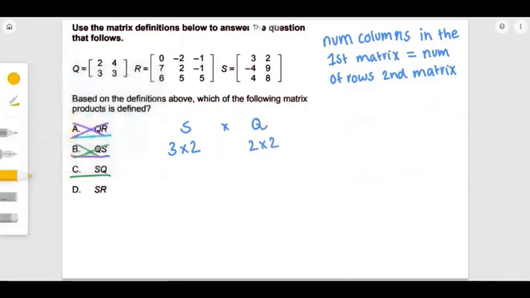Now as you can see, the number of columns in the first matrix is equal to 2, and the number of rows in the second matrix is also equal to 2. So they are equal, which means it is defined. So the answer choice is C.